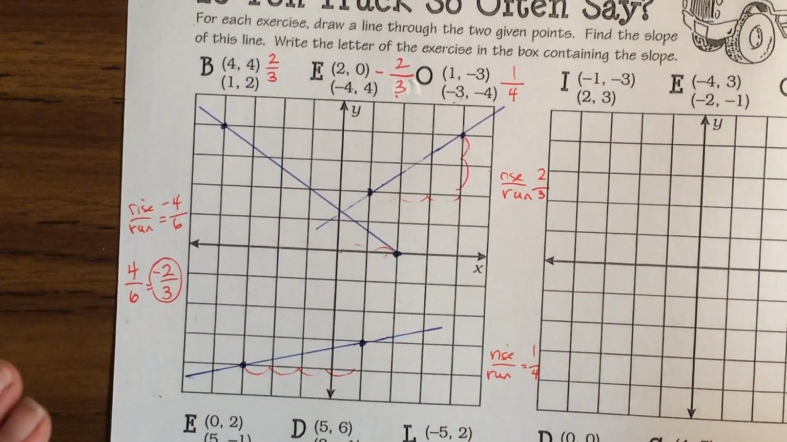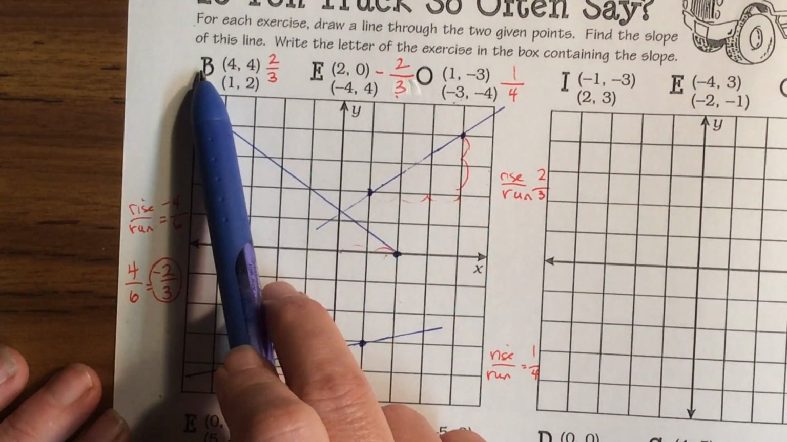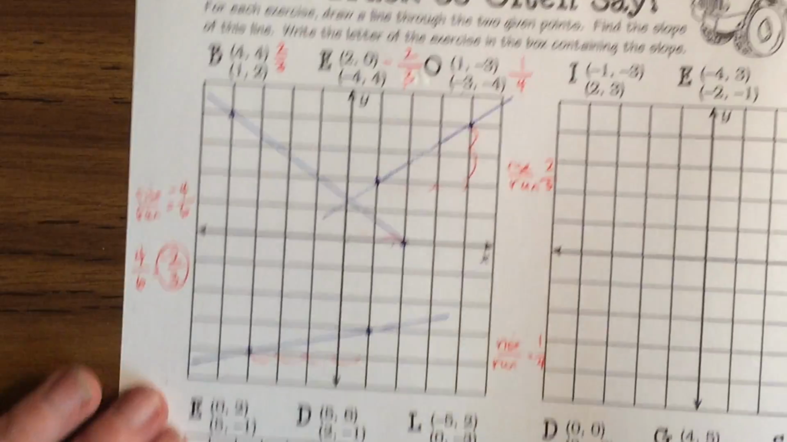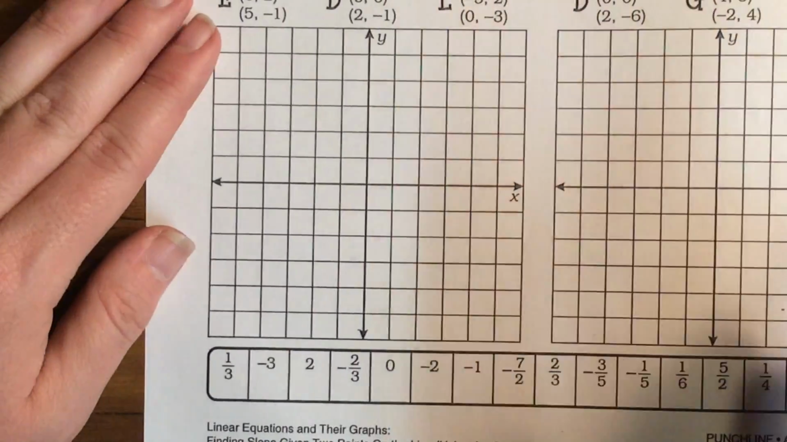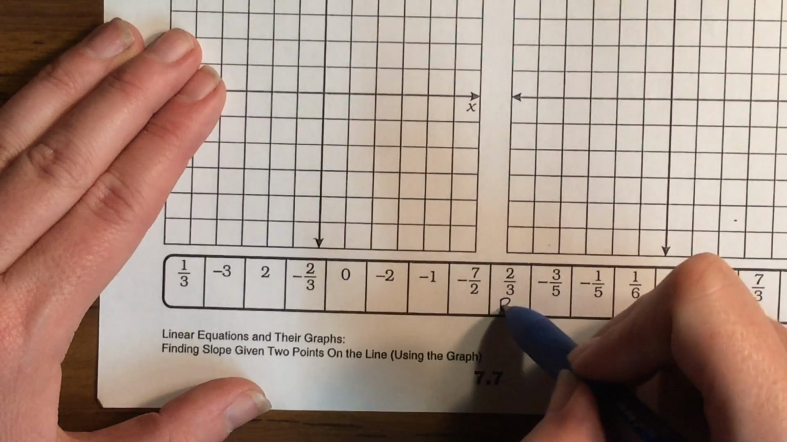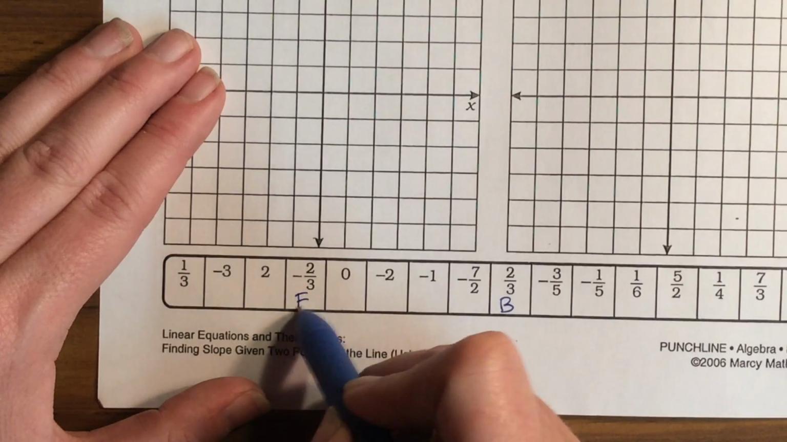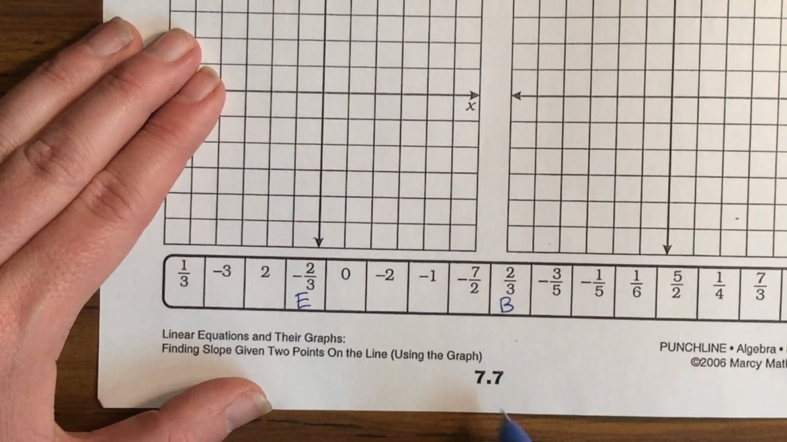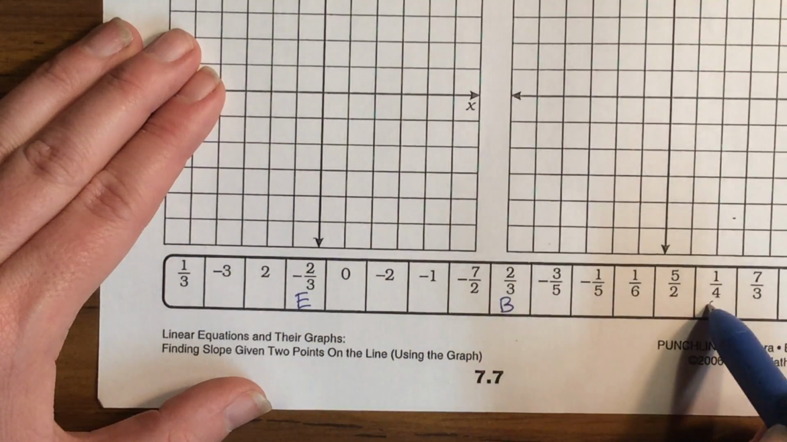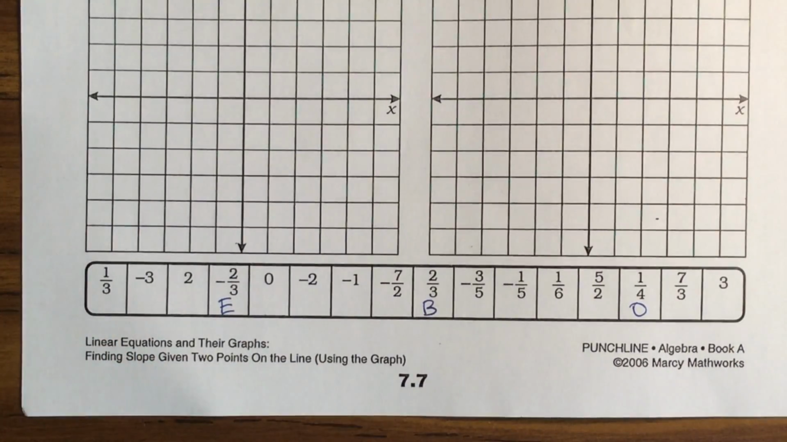So what we're going to do now is do the riddle. So 2/3 is going to be B. So down here, 2/3 is going to get a B. And -2/3 is an E. And 1/4 is an O. So now you do the other 3 and ask me for help if you need them.